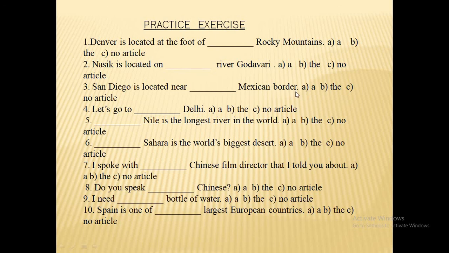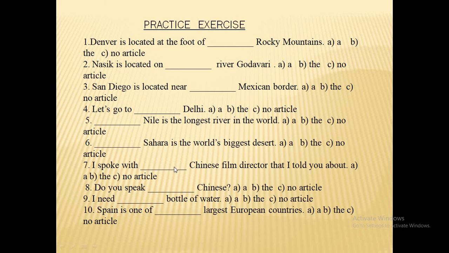Near the Mexican border. Let's go to Delhi. We will not put any article because Delhi is a proper noun. Let's go to Delhi. Dash Nile is the longest river in the world. The Nile is the longest river in the world. Dash Sahara is the world's biggest desert. The Sahara. We will put the definite article the in order to highlight it. The Sahara is the world's biggest desert because it is a physical feature, one of its kind.